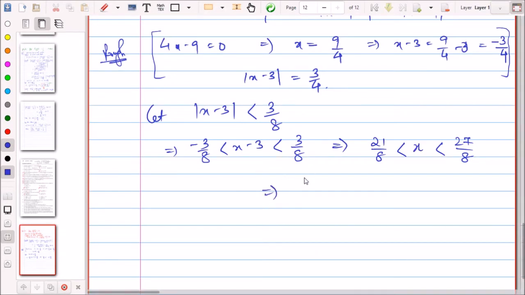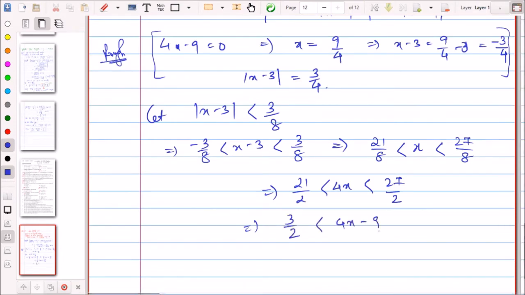So this implies, multiplying by 4 on both sides, we get 21 by 2 is less than 4x is less than 27 by 2. Now subtracting 9, we get 3 by 2 is less than 4x minus 9 is less than 9 by 2.